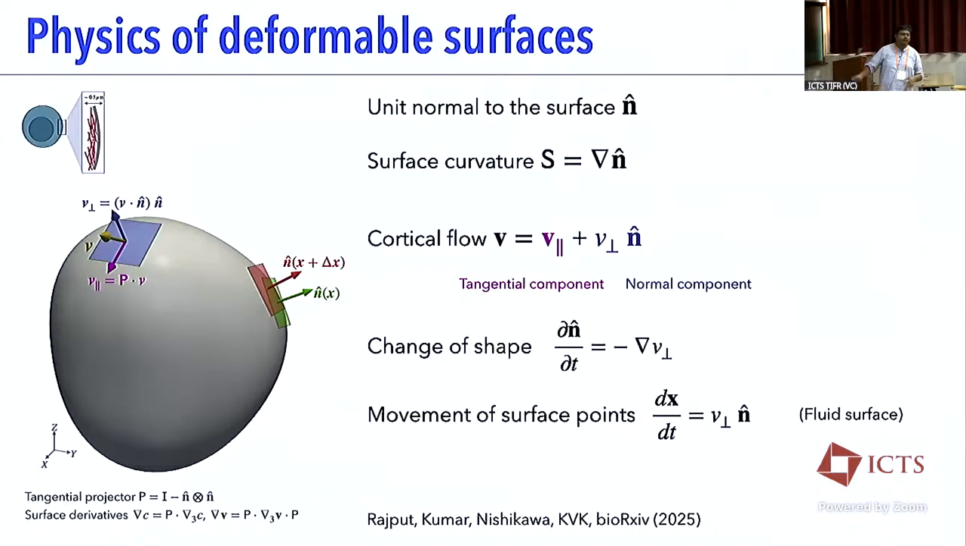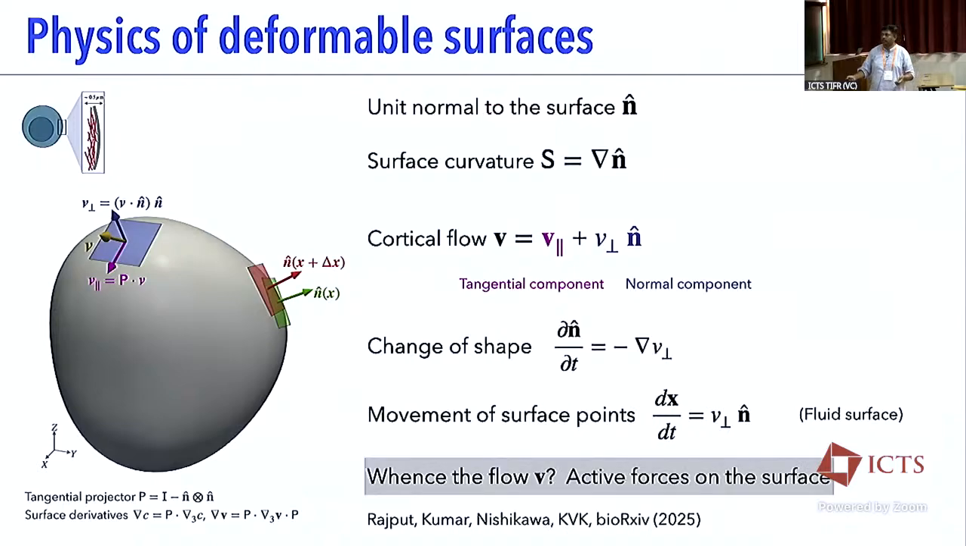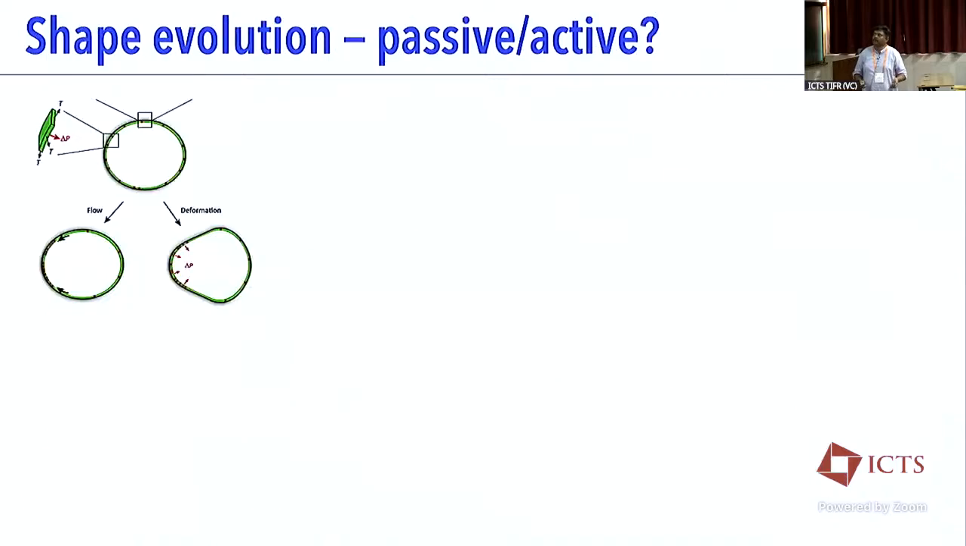Okay, so this is flow. This is geometry change given flow. So where do you get the flow from? Well, surely from the active forces on the surface. But before we go there, can we do something where you can check if you got it right and so on? So let's look at the deformation aspect.